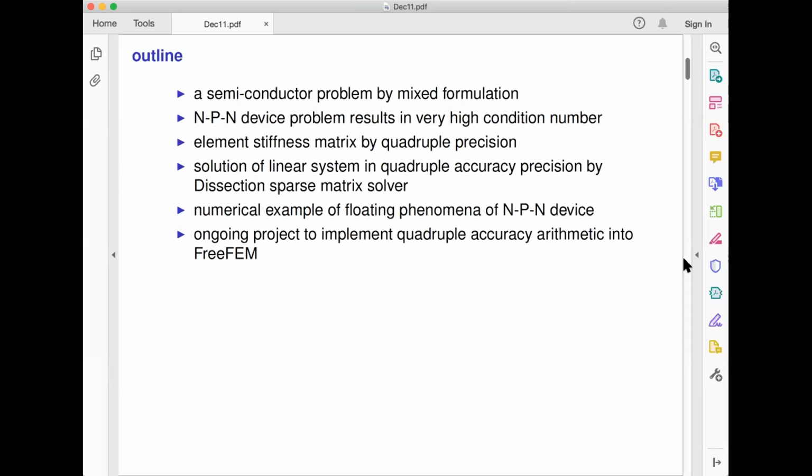And then the problem of the NPN device is very difficult. This is a very academic problem, but actually it is difficult because there are pseudo kernels in the problem. So at the end, I'd like to give an overview of the project to work with quadruple precision in FreeFEM scripts.